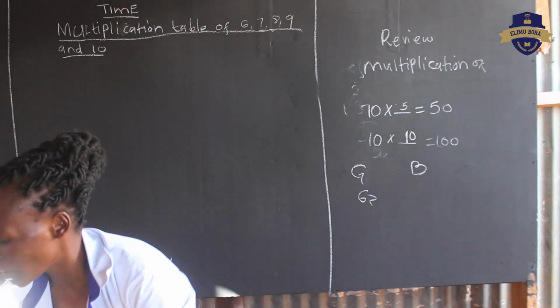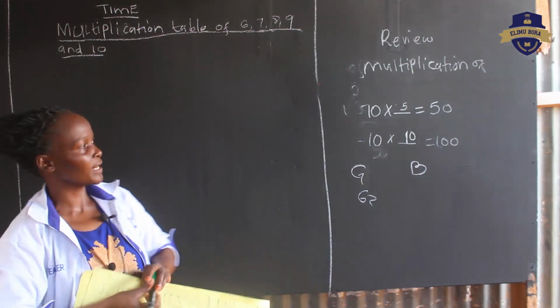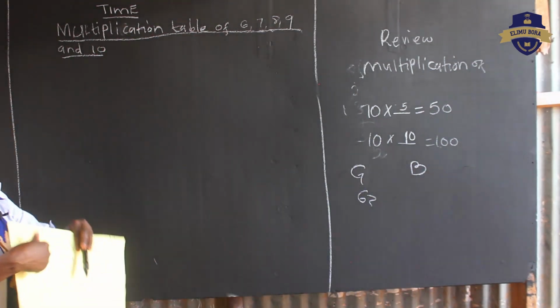Now, take out your book. You write the date of today. We want to fill in the table. Fill in the table.